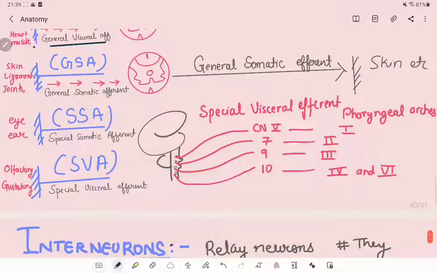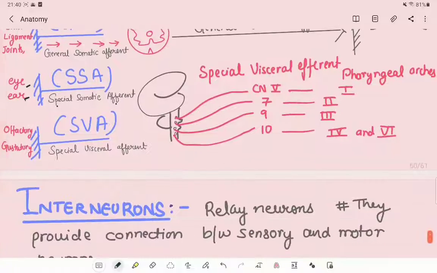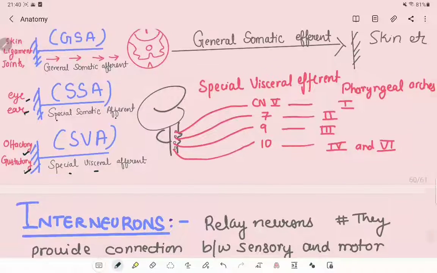Now we have to remember two special categories, the eye and the ear. The neurons which take information from the eye and the ear to the central nervous system are categorized as special somatic afferent neurons. You need to remember these categories or groups of neurons. The last category is the neurons which take the information from the olfactory and the gustatory areas, basically the nose and the tongue, to the central nervous system, called special visceral afferent neurons. So these are the four simple categories.